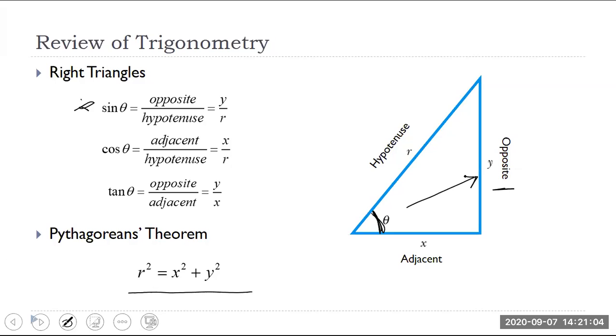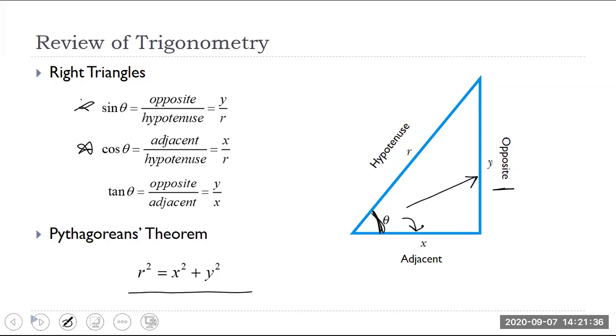And then for cosine, cosine is adjacent over hypotenuse. So the adjacent side to the angle is the x side. And so that would be x over the hypotenuse, which is just the polar coordinate r. And then tangent is opposite over adjacent, so y over x. And so we can use those and we can manipulate them so that we can determine either the angles, or we can find the different Cartesian coordinates.